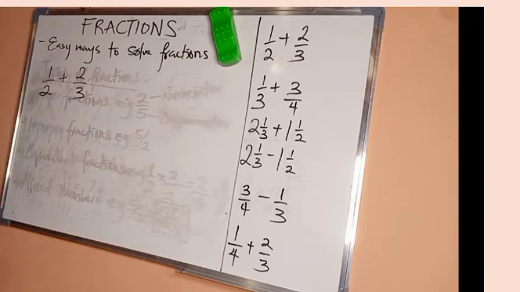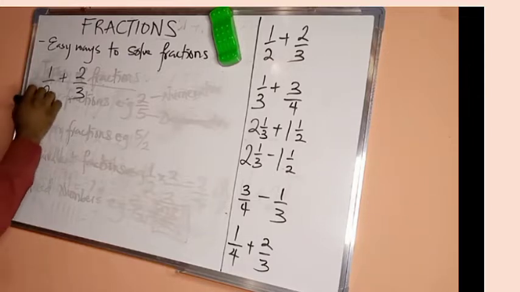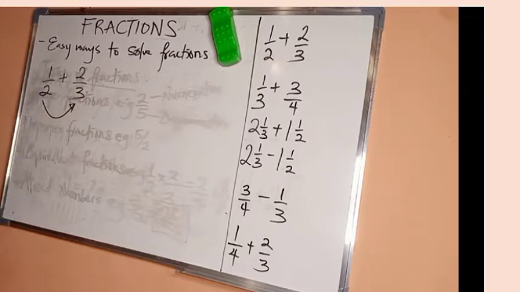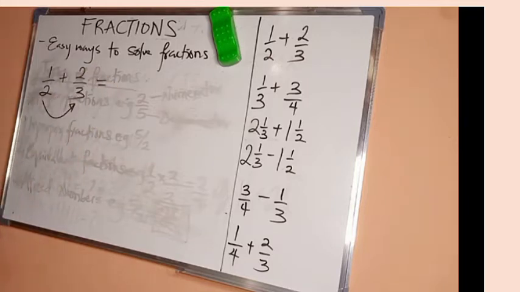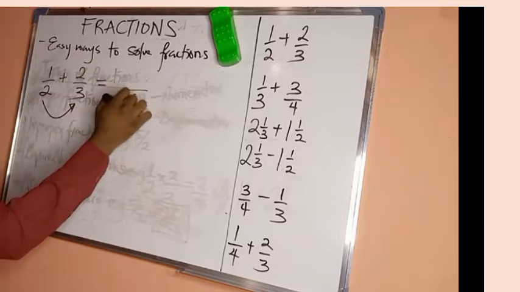Solving this, instead of looking for the LCM and all those normal ways of solving fractions, just multiply the denominators. Multiply the denominators. 2 multiply 3, you get what? 6.